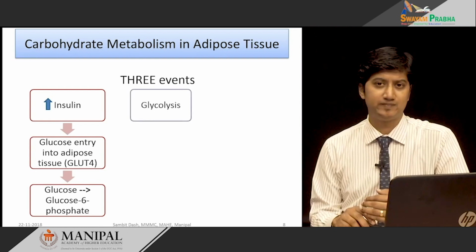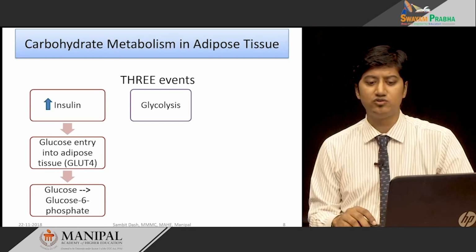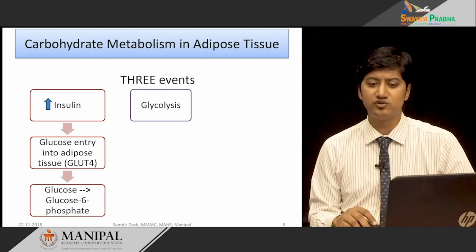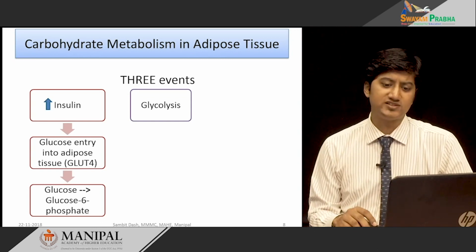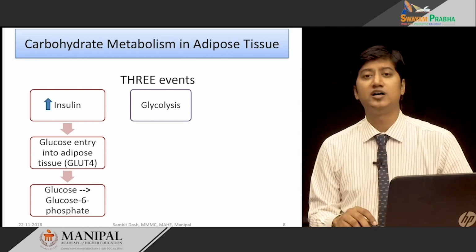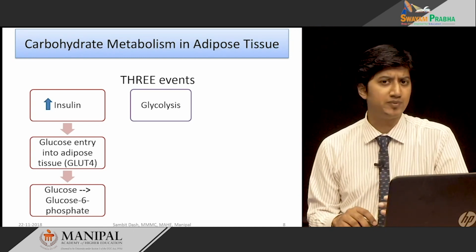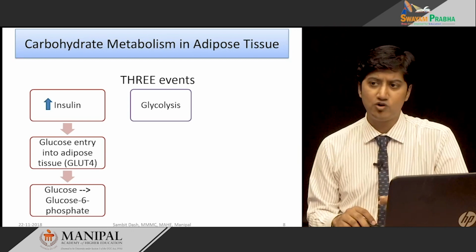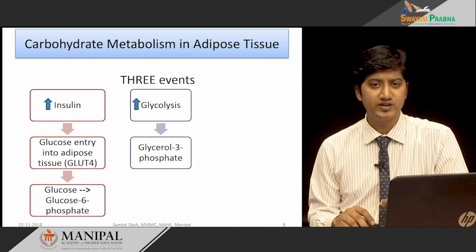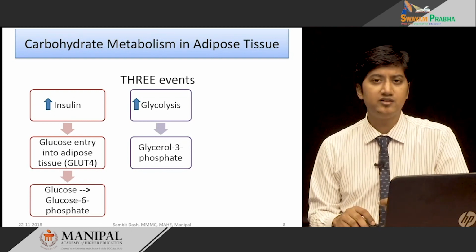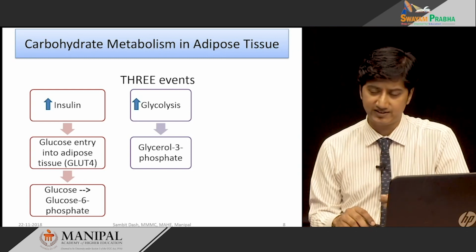The second event, because of this glucose entry, is the increased breakdown of glucose, which is known as glycolysis. In this glycolysis process, which otherwise serves to provide energy in the body, in adipose tissue the purpose is slightly different. One of the intermediates of glycolysis, glycerol 3-phosphate, is essential in synthesizing triacylglycerol, which we call fat.